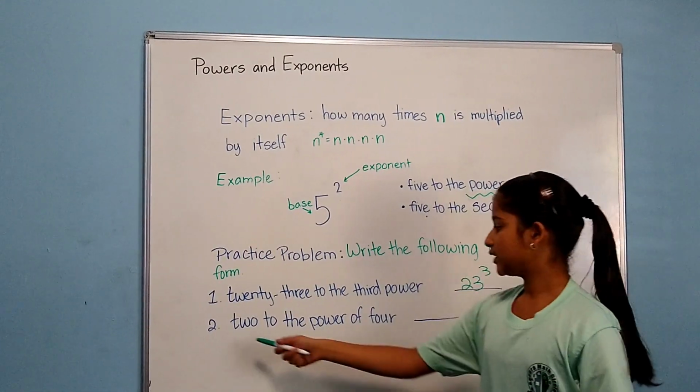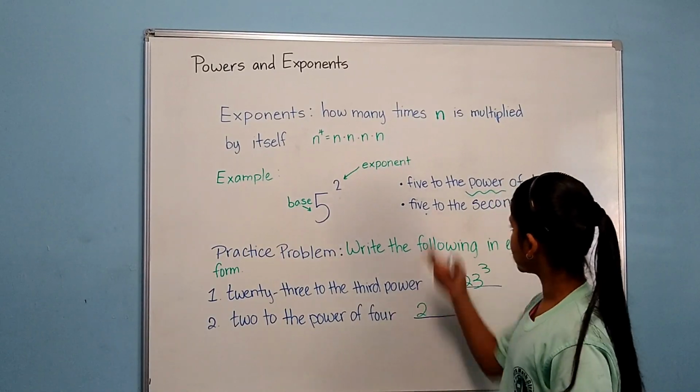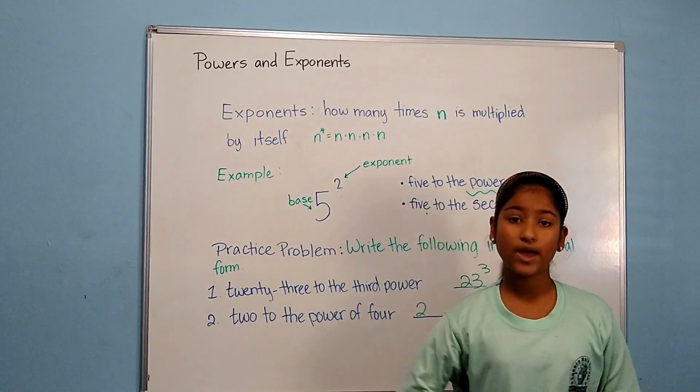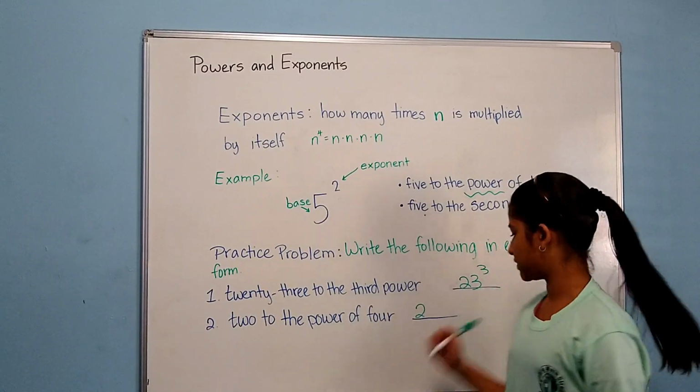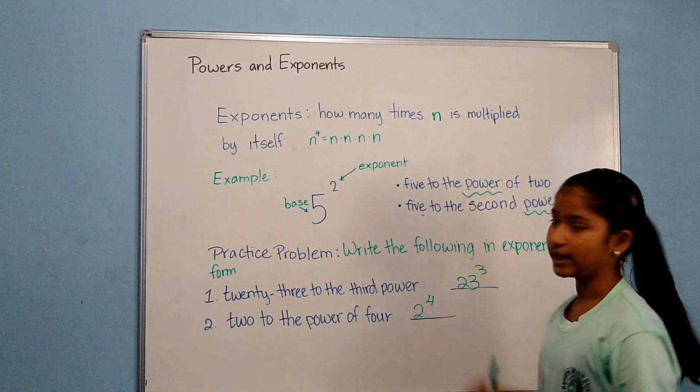Let's do the other one. 2 to the power of 4, meaning that 2 would be the base, as we know from the example above, and the power or exponent is 4. So 2 to the power of 4 is written like this.